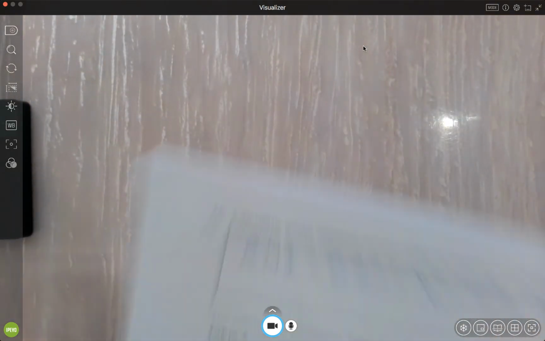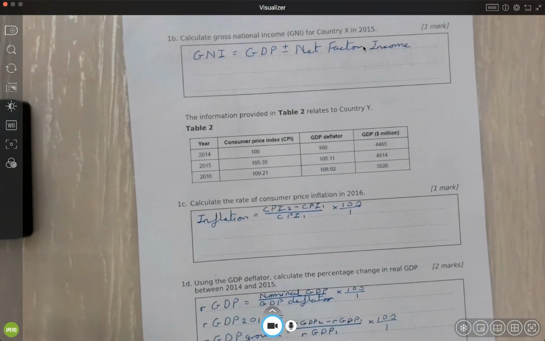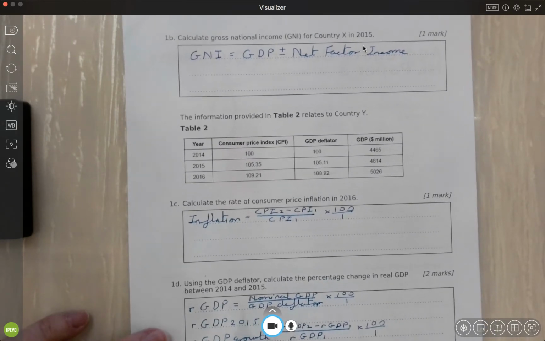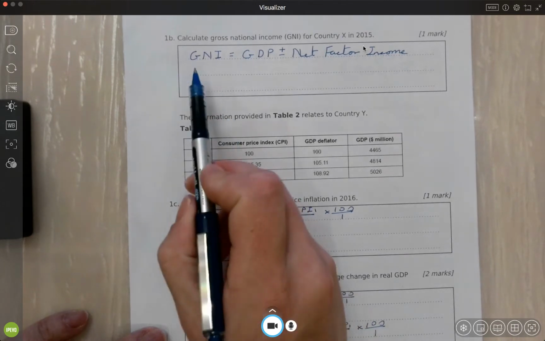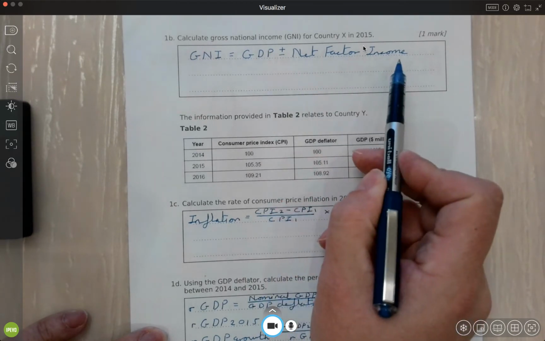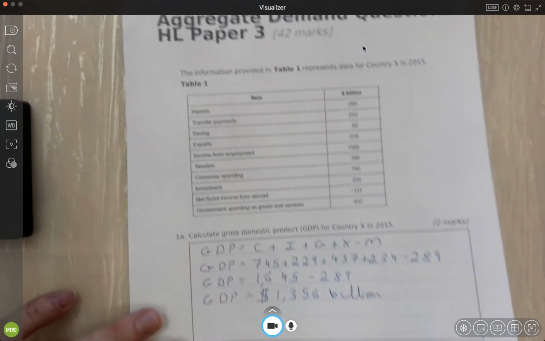Now the next question coming down here, and just forgive me while I get my papers together. Okay, so the next question says calculate gross national income, or GNI, which can also be referred to as GNP, gross national product, for country X in 2015. Well, the first thing I need you to see is what gross national income is. It's GDP, and it's either plus or minus net factor income from abroad. The net factor income from abroad is all the money that has been sent into the country minus all the money that has been sent out of the country. Okay, so that's essentially what it is. It's not a perfect definition, but for us right now it'll do.